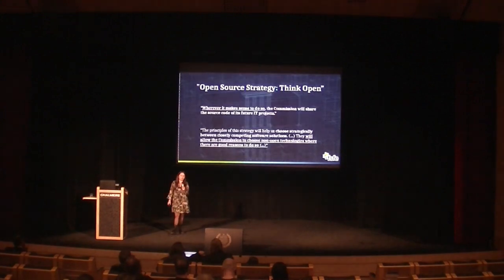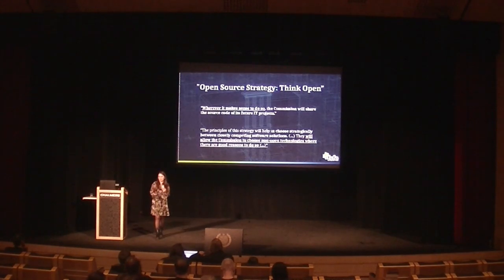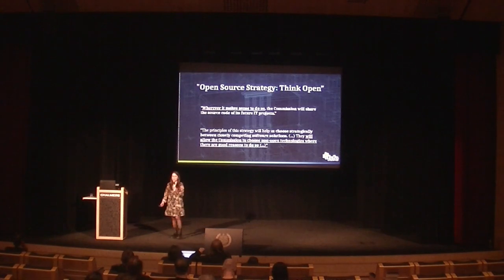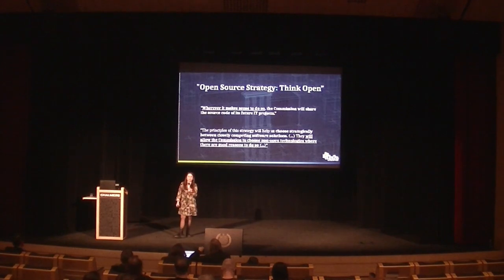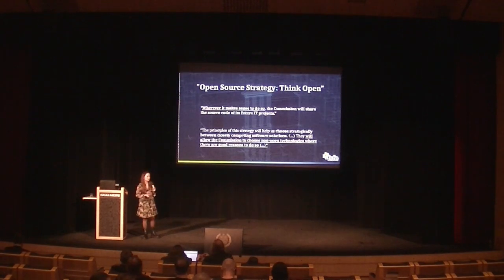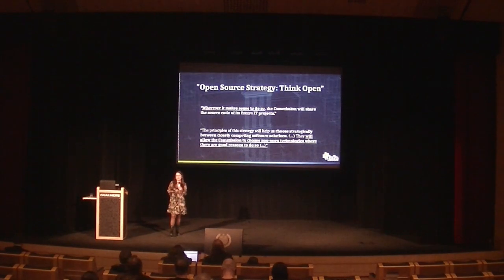This document, unfortunately, we acknowledge it as a first step in bringing these guidelines and so on, but it came with a lot of loopholes, and the wording is also quite ambiguous, because for instance here it says that whenever it makes sense, the Commission will share the source code of its future IT projects, but when does it make sense and where does it not? It's not really clear. And then there is also one part where the Commission can choose to not use free software, and it says where there are good reasons to do so. So again, it's not super clear what good reasons are and where it makes sense. So it is not really a solid text, and it also lacks budget.